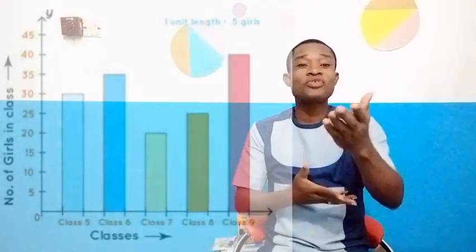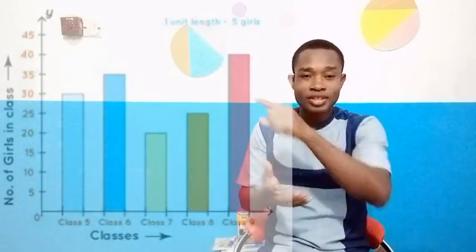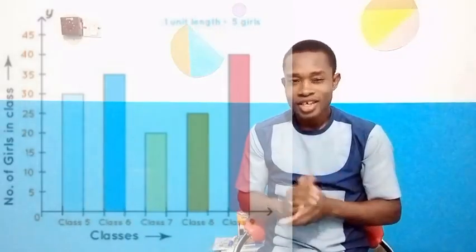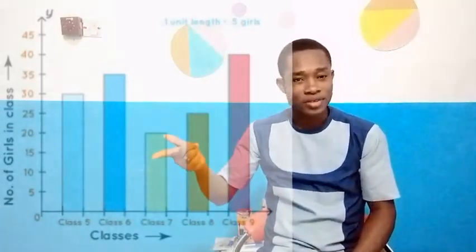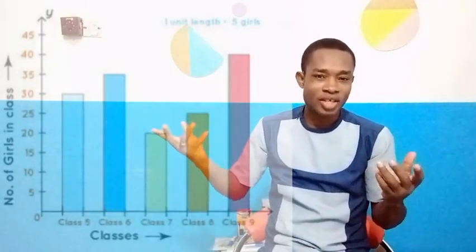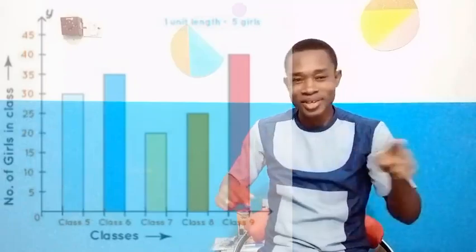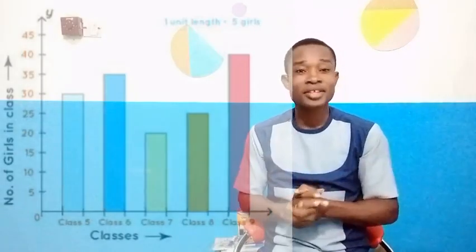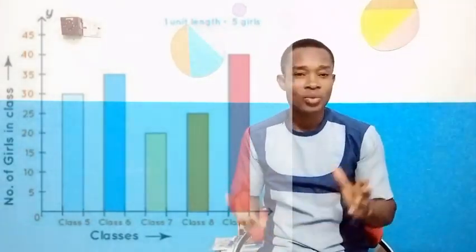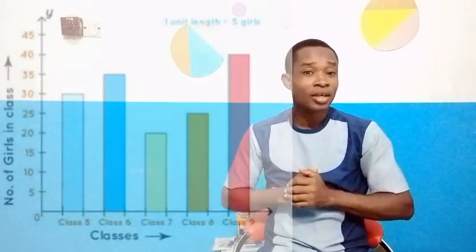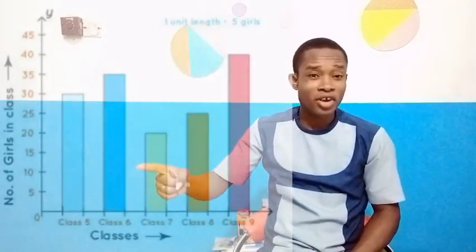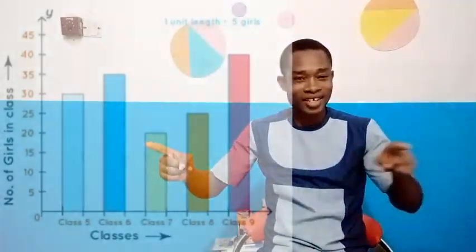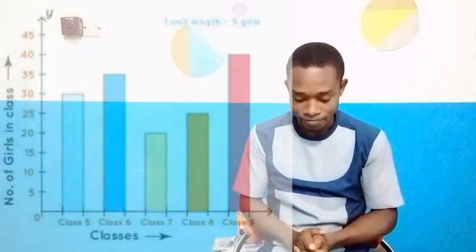So remember, if you are to draw this bar chart, you should remember that the vertical line represents the frequency or the number of items you are dealing with. And then the horizontal line, of course, is the item of interest. Here we are talking about the classes. And so the vertical line shows the number of girls in the different classes from class 5 to class 9.